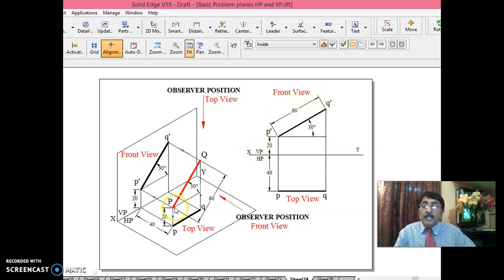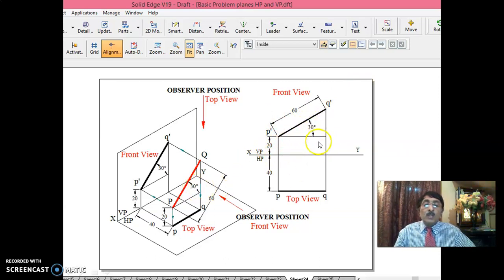But one end, P, is 20 mm above HP. The above-HP distance is seen in VP. That is why you take this 20 here. 60 mm, and it is inclined at 30 degrees to HP also, so you draw 30 degrees to HP.